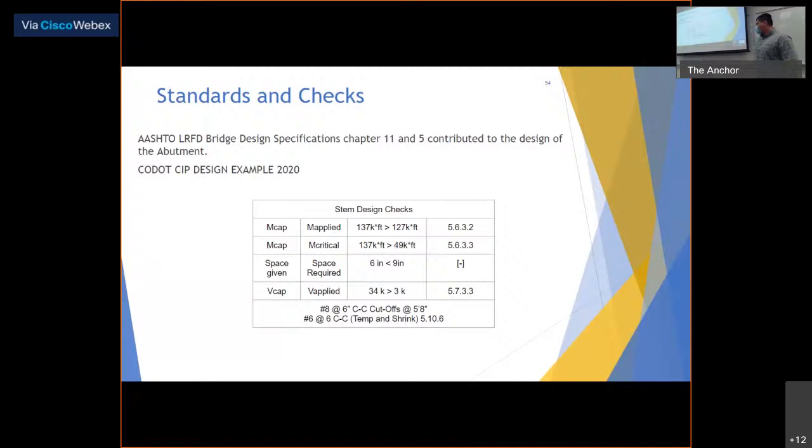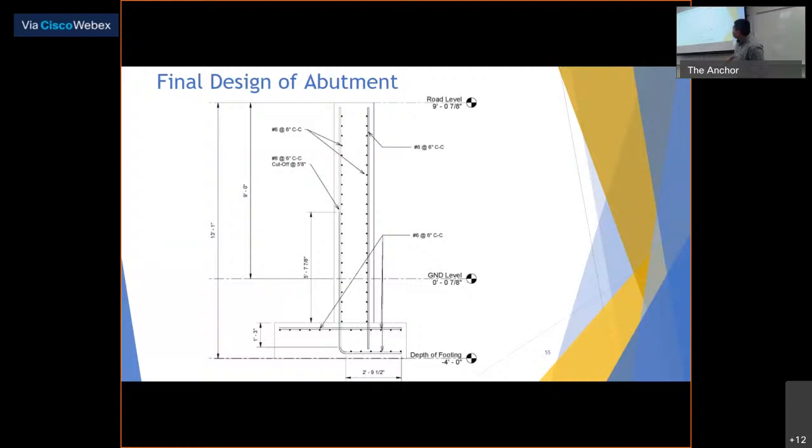This is the final design of the abutment, right? Used rubber, drew it in. You can see where it has the number 8 steel at 6 inches center to center with a cutoff at 5 feet, 8 inches. The cutoff is at that point where it's pointing at. They got the heel reinforcement. Total reinforcement, which I think we use number 6 at 6 inches center to center.